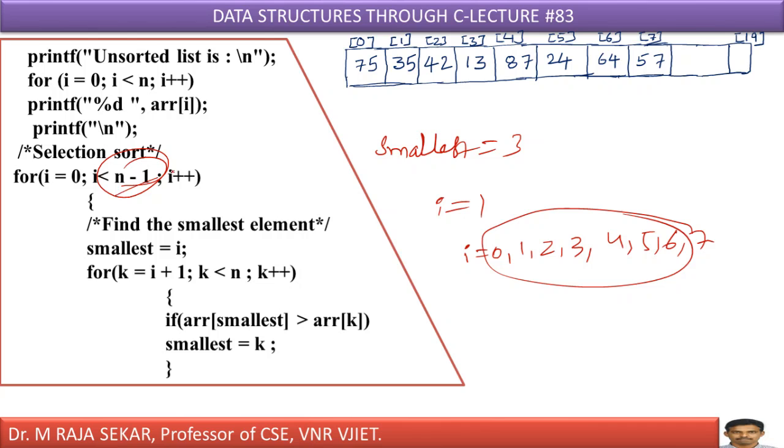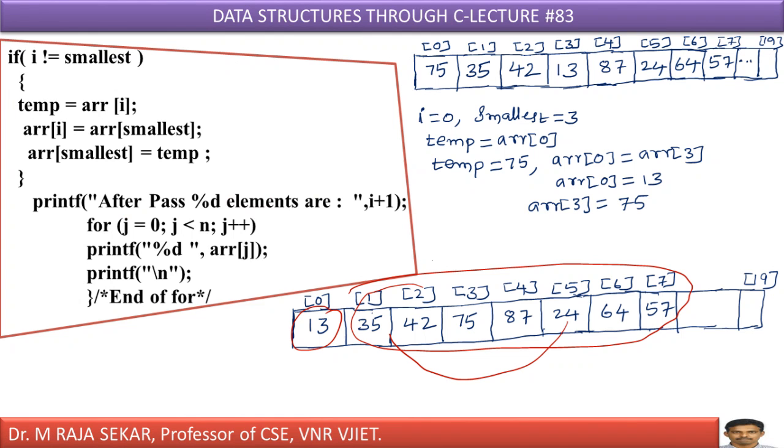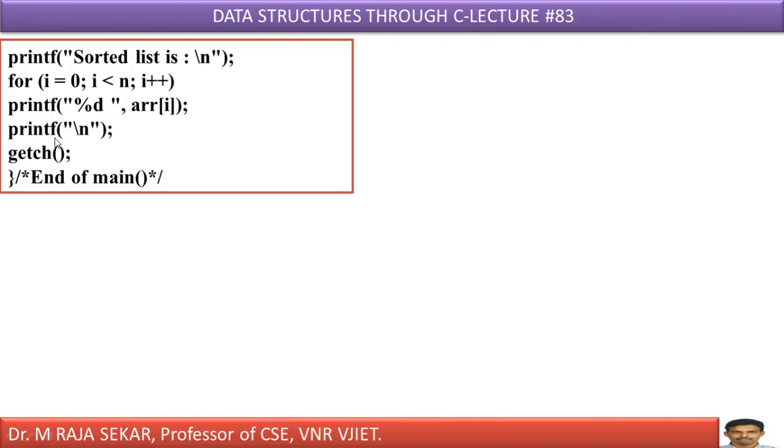It keeps on executing, isn't it? Once I reaches n minus 1, this main for loop will get terminated. Once it is terminated, you will come out of the main for loop. Then you will display the elements. The sorted list is by the time all the elements will be in sorted order. It will get stored in the sorted array. I equal 0, ARR of 0, I equal 1, ARR of 1, till I equal 7, ARR of 7. All the elements will get displayed, isn't it?